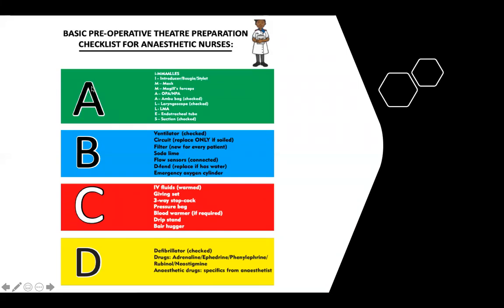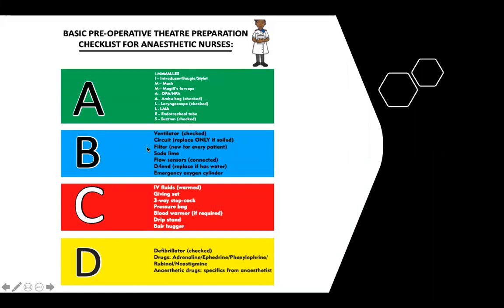So we compiled this thing very easily for nurses, A, B, C, D. A is the airway. With your nurse, you can say, sister, here's A. What do we need for A? I males. We need an introducer, a bougie. M is our mask, McGill's, our airway, our ambubag, laryngoscope, LMA, ET tube, suction. That's all you need basically for the airway. And you can add the video laryngoscope if you have one, just to check that it's there.